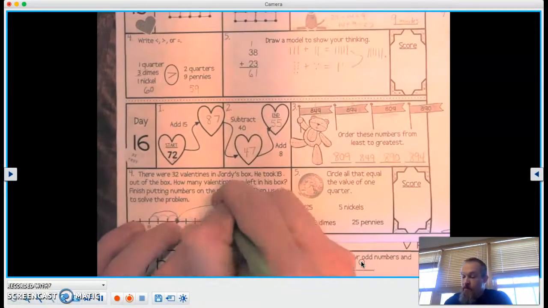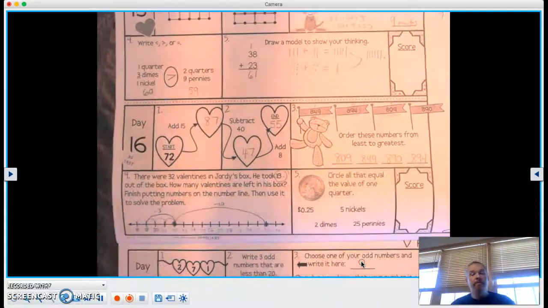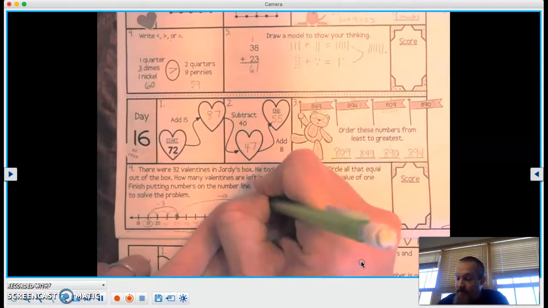All right, so there's our minus 10. Here's our minus 3 from the 13. We just basically broke it apart and did it by place value. So our answer would be what then? How many valentines are left in his box? 19 valentines.